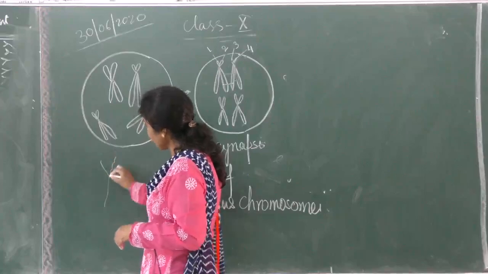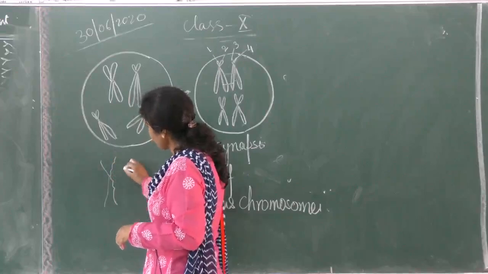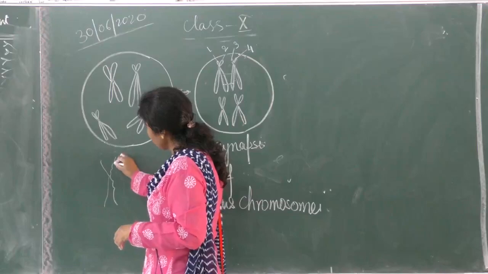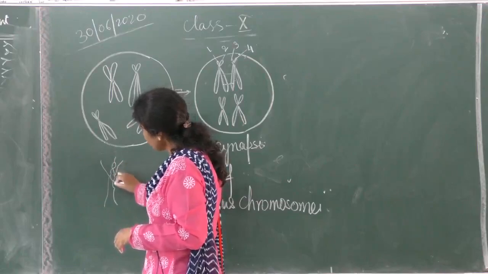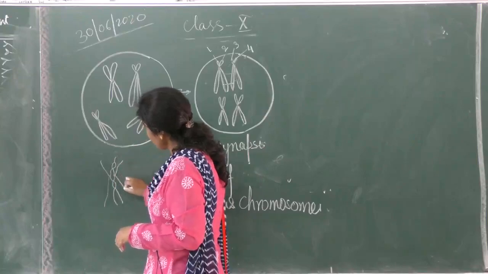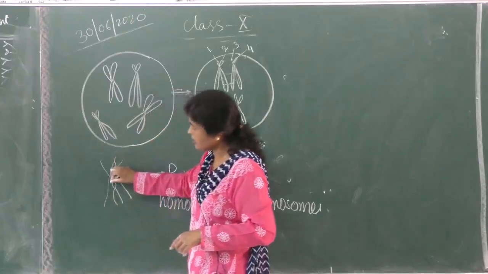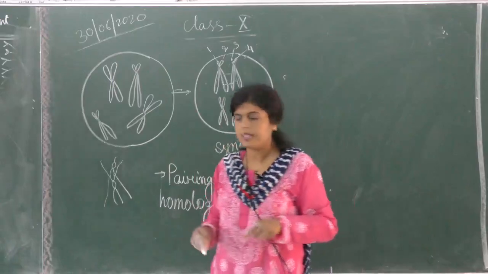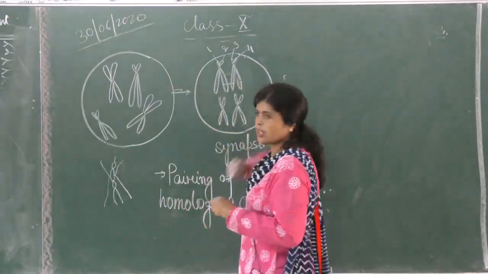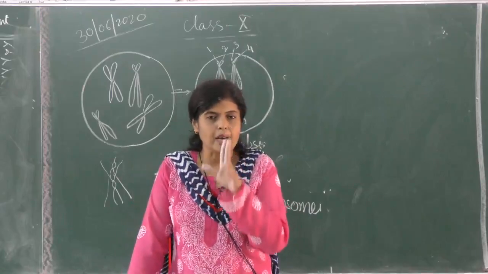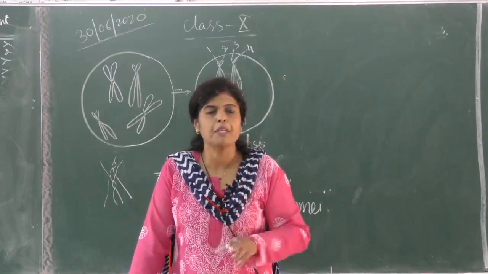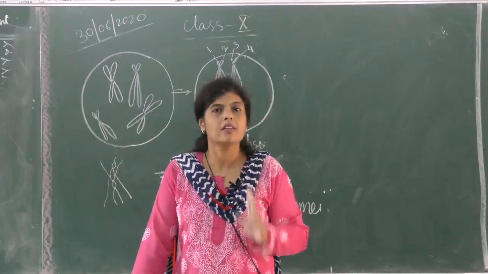Here, the chromosomes appear like this. Certain regions of homologous chromosomes come in contact with each other. Is it clear? And one thing you will remember: this coming in contact is always between non-sister chromatids.